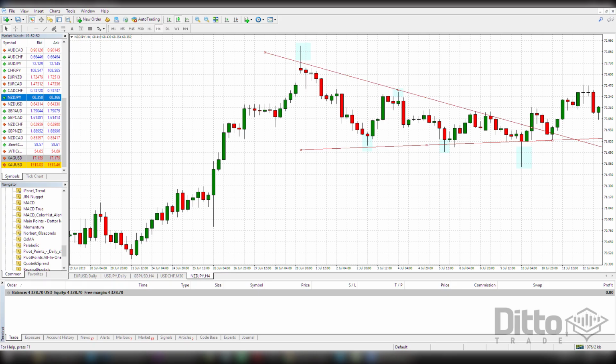Here we have a triangle formation. A triangle formation is often regarded as a continuation pattern. Sometimes it can also be a reversal pattern. No clues are given here as to which side it may break, so we must look to our candlesticks to help us decide our position.